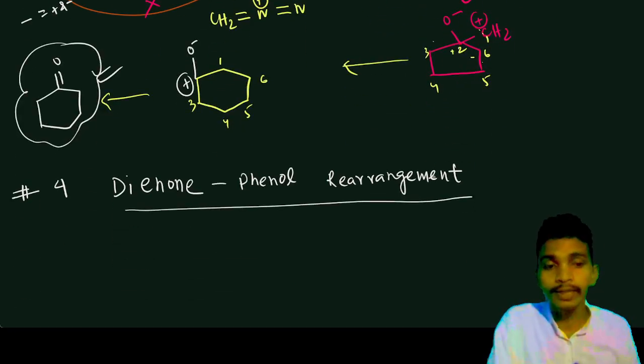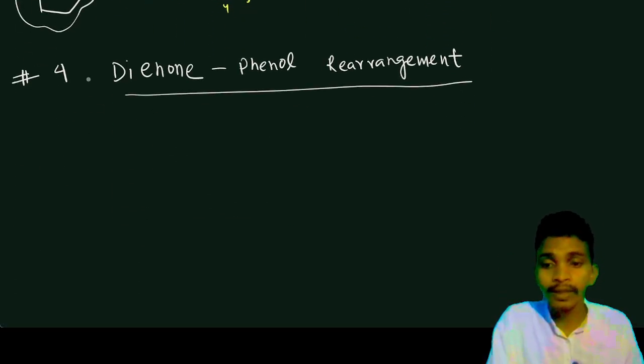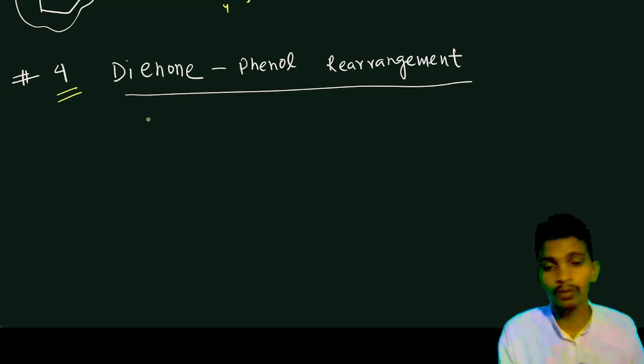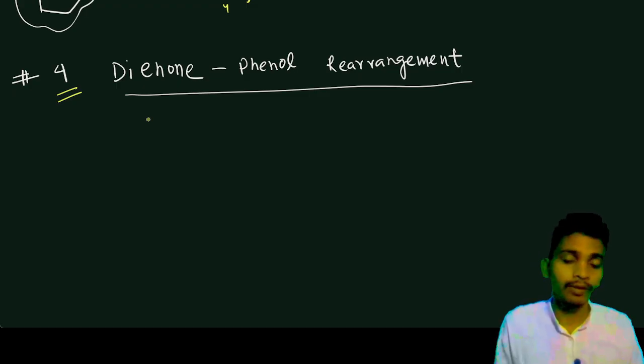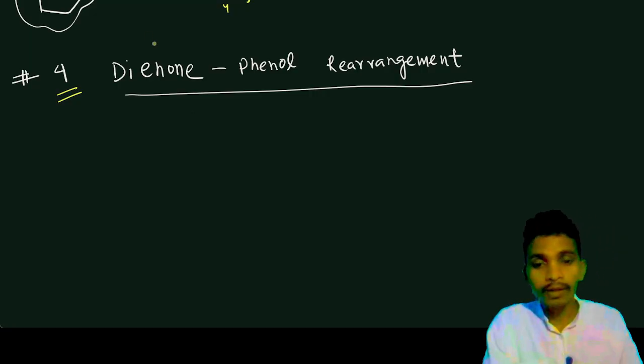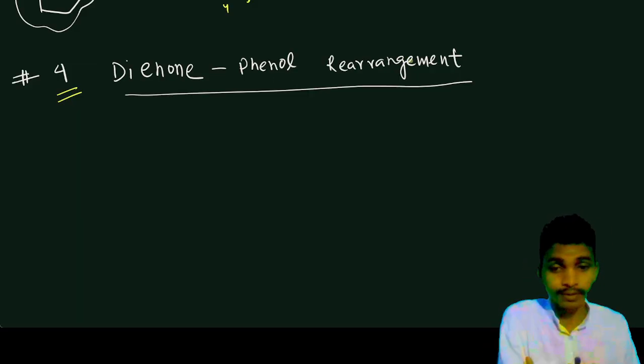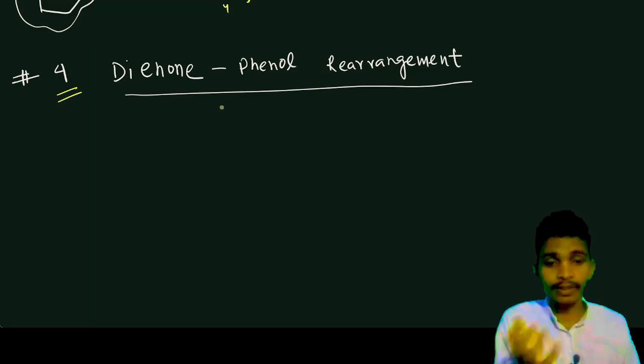So moving to the next name reaction, that is the dienone-phenol rearrangement. This is another name reaction related to carbocations. Memorizing the names of the reactions plays a somewhat important role here, because the name of the reaction itself tells us what the reactants and what the products are.